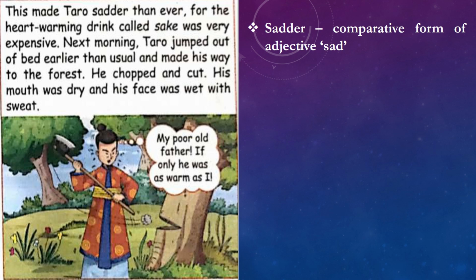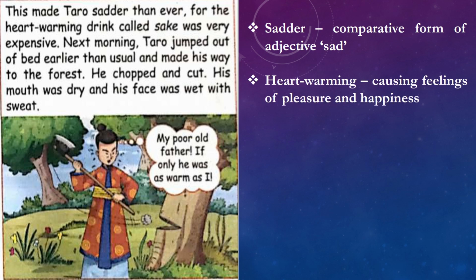What is heartwarming? That which gives you great pleasure, happiness. And expensive is very costly. So the drink was very costly. That thing which would give great happiness to the father was very expensive. Next morning, Taro jumped out of bed earlier, meaning earlier than his usual time, and made his way to the forest.